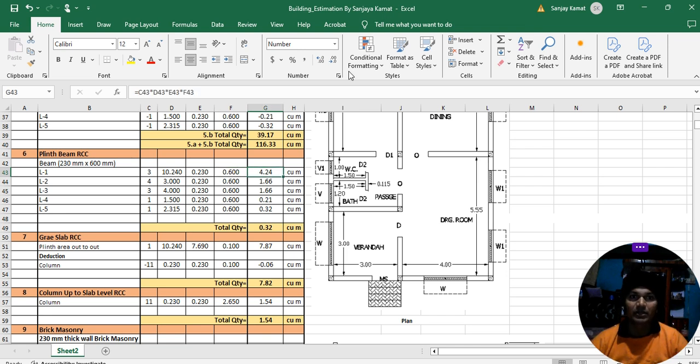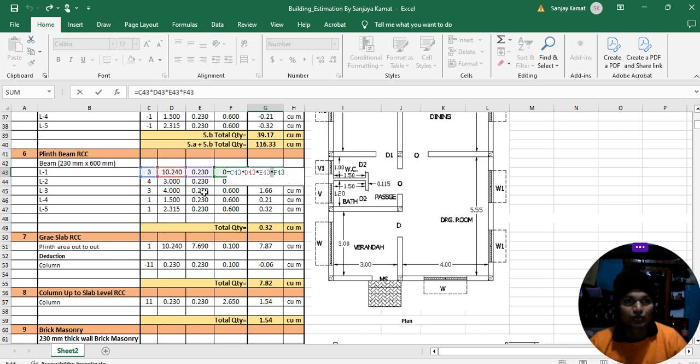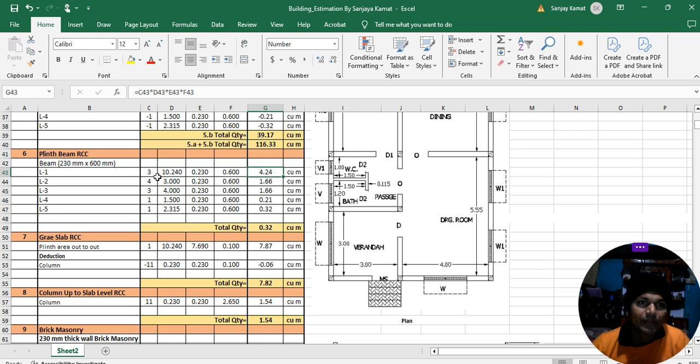And similarly, once we know the value of these four things, we can calculate the volume. For this quantity or volume, both are the same. So you can do 3 multiplied by 10.240 meter into 0.30 meter into 0.600 meter. If you multiply these four values, then what will you get? You will get 4.24 cubic meter.